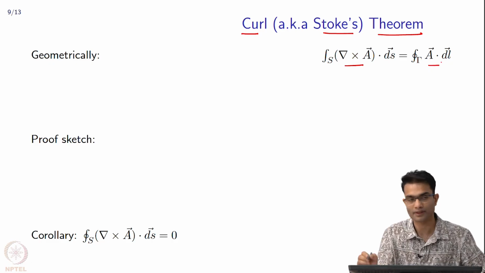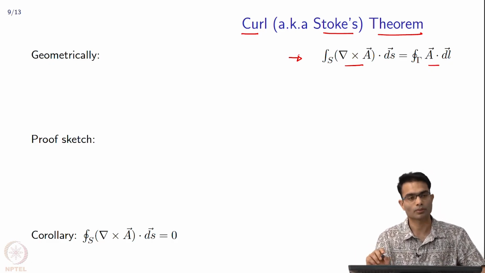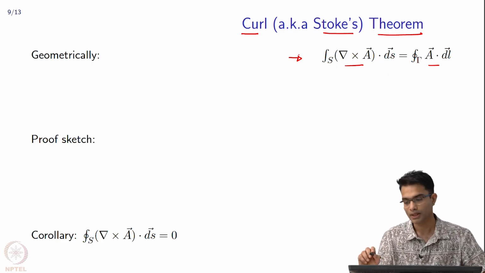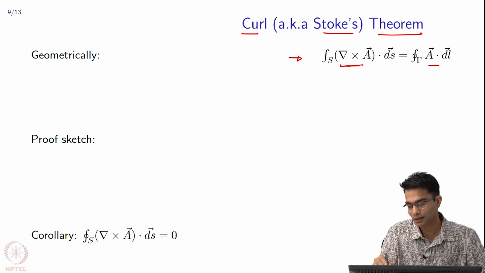the curl to something over here. So, this is the statement of the theorem. As before, we will take a geometric picture of it and then look at how to prove it. Okay. So, the geometric intuition of the curl itself was how much it swirls, right. So, now that is the curl of A over here.